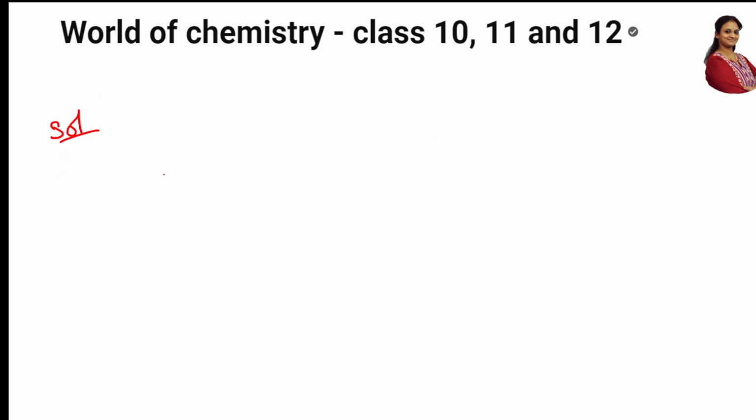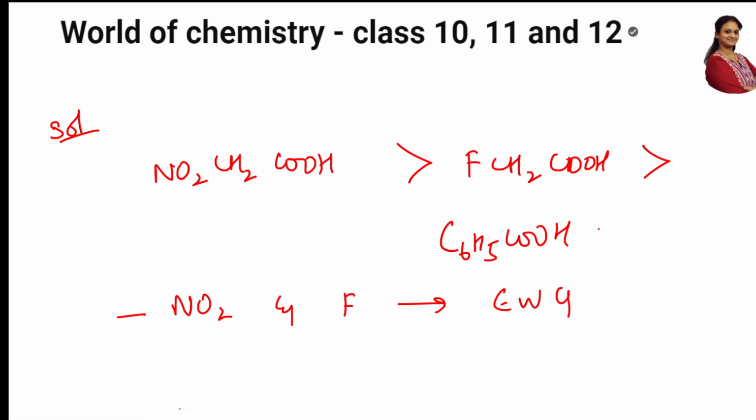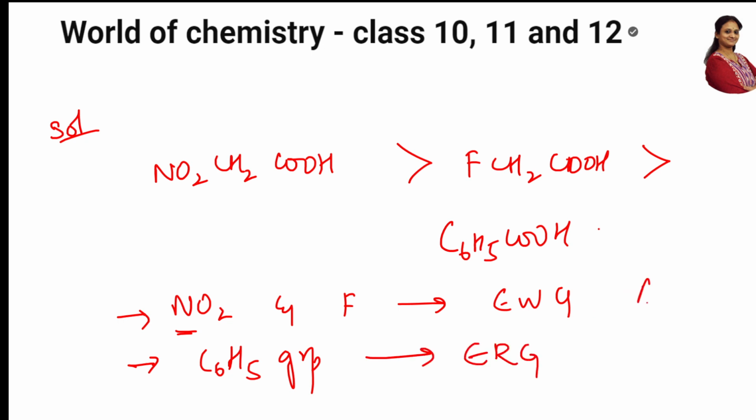The solution is NO2CH2COOH is more acidic than FCH2COOH, which is more acidic than C6H5CH2COOH. So now what is the concept in this? NO2 and F are electron withdrawing groups. Among both, this is more electron withdrawing, correct? And in case of C6H5 group, this is an electron releasing group. That's why acidity decreases.